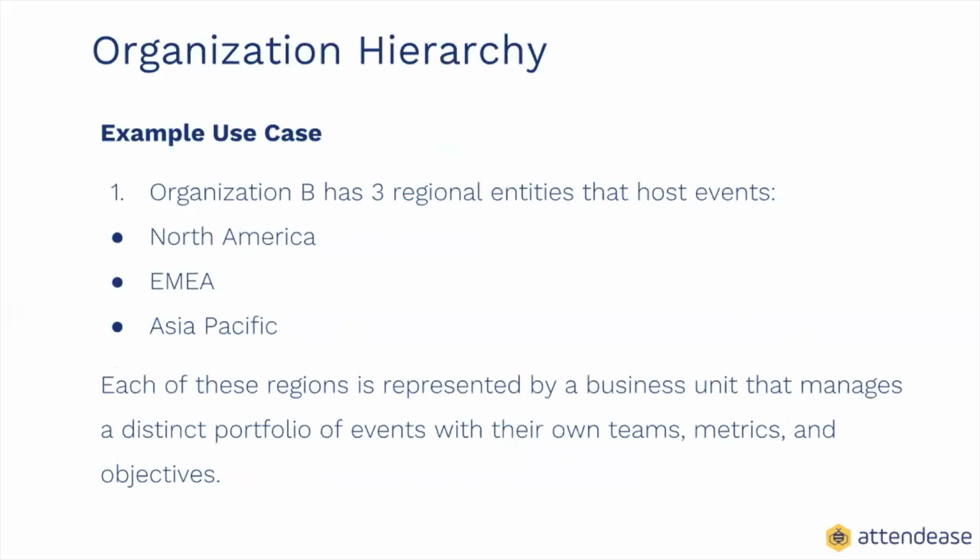Now let's take a look at another quick example. So in this scenario, Organization B has 3 regional entities: North America, EMEA, and Asia Pacific. So they have determined that it made most sense to segment their account by region instead of by department. Now each region can have its own business unit that manages their events with their own teams and permissions, their own metrics, and their own objectives.